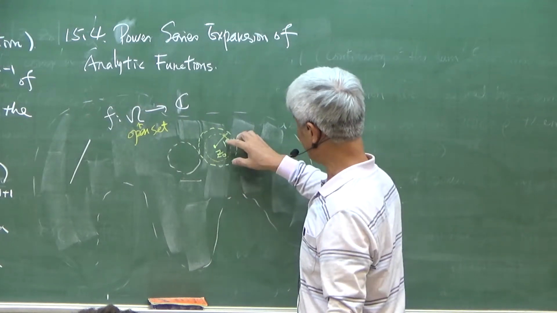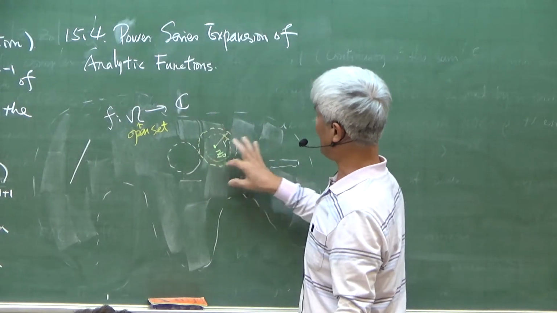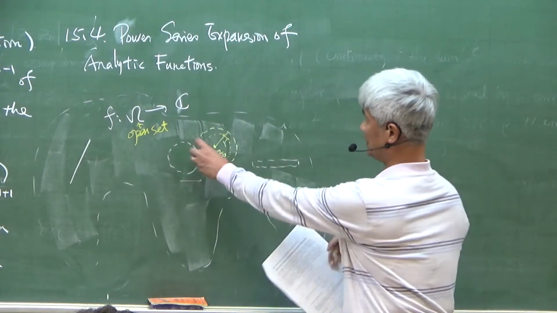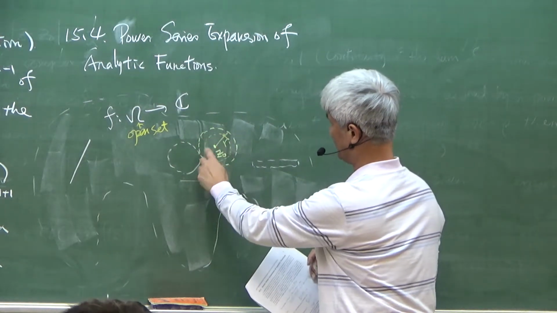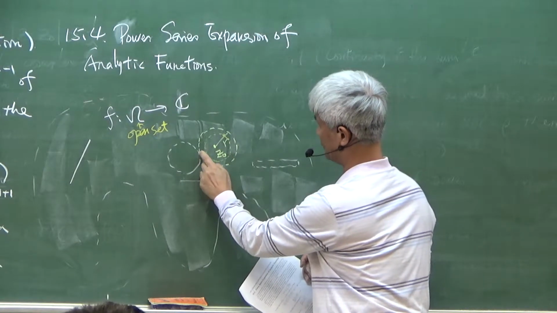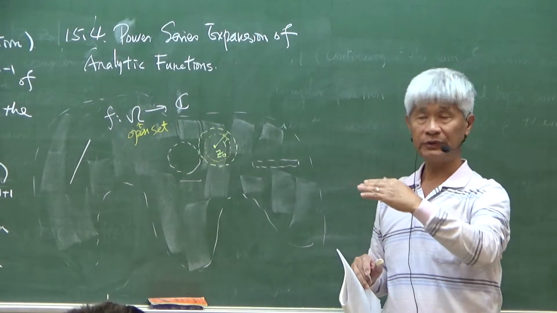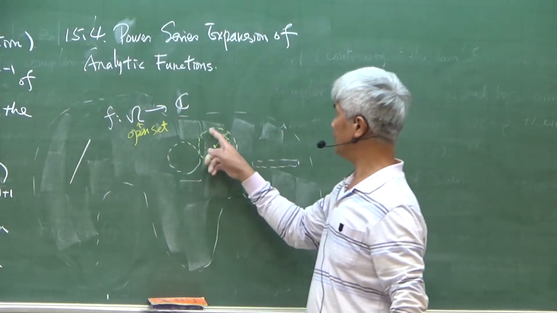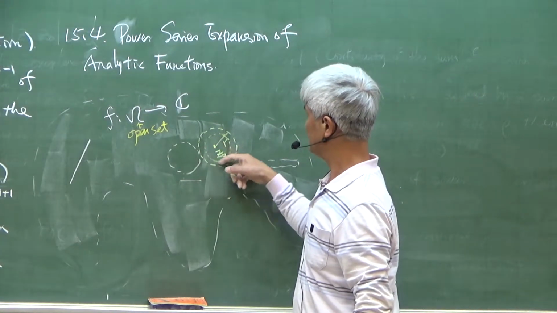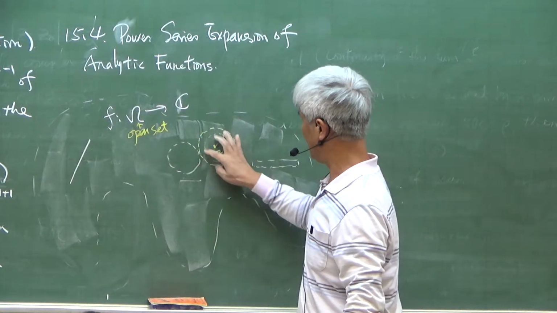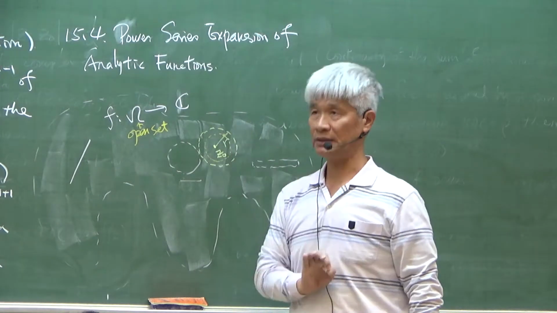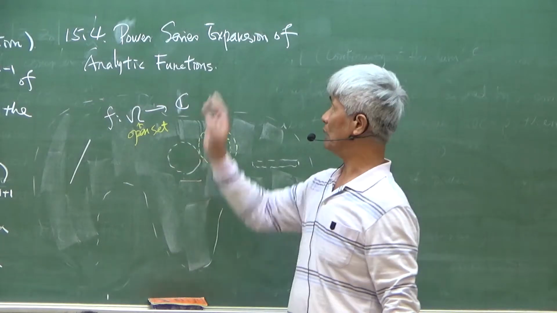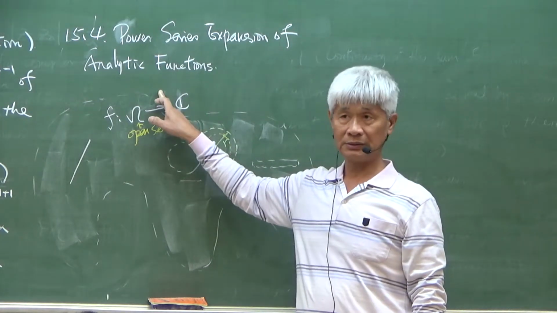But you can see that because you have a hole here, the biggest possible ROC should be from here to the boundary, right? To the boundary. Okay, and this region. So when f is defined on this open disk, we can define it by a power series. This is what we are going to do in this section.